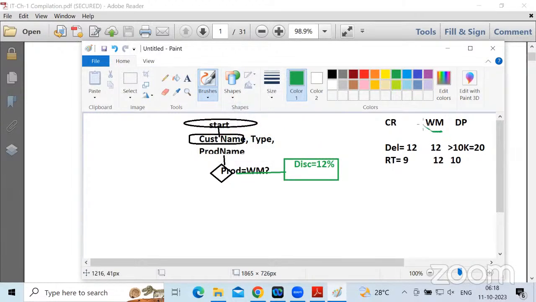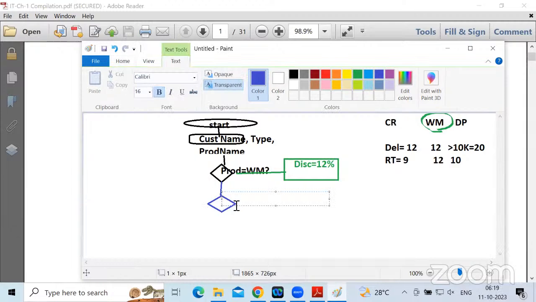The washing machine is over. Now let's go to the cooking range. So again, come back to this picture. I'm going to draw a small link. That's all. Now you are going to ask the next question. What is the next question? The next question is whether the product is equal to cooking range.